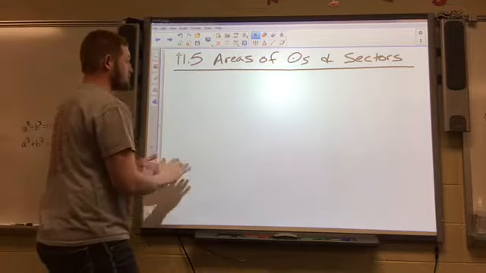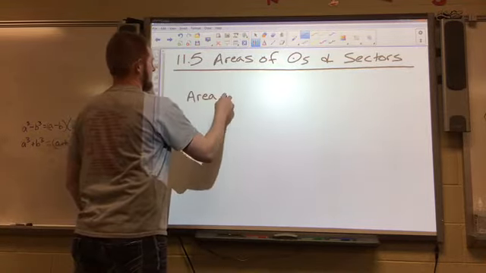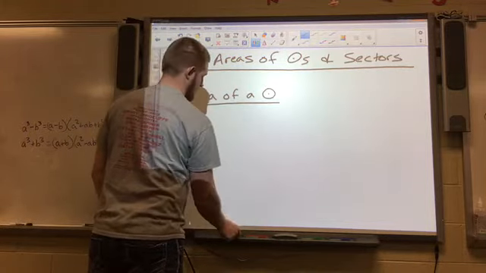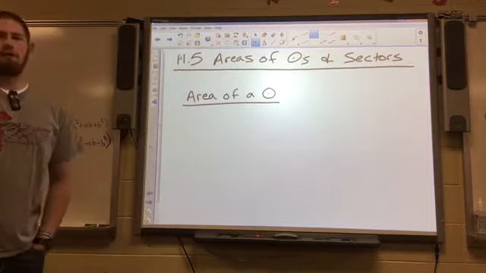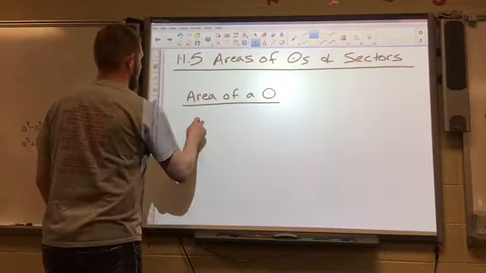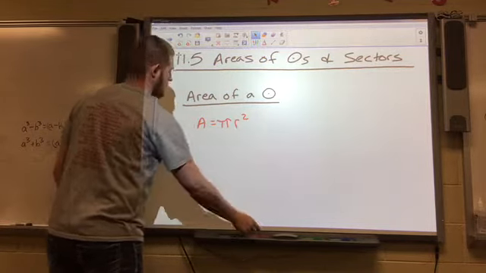A lot of you, most of you, should already know this first theorem, area of a circle, because you have used it before. Who can tell me how to find the area of a circle? Vincent? Good. Area equals pi radius squared. Pi r squared.